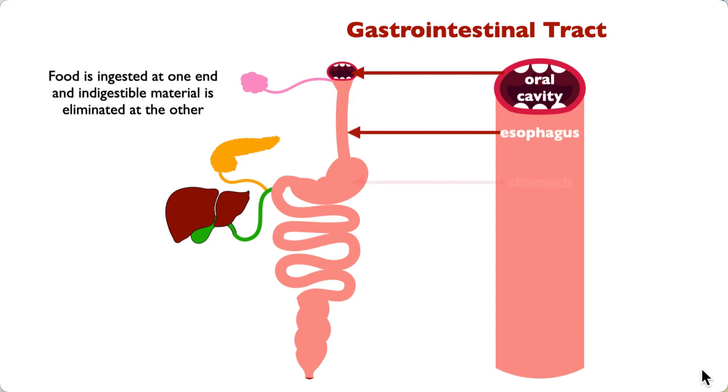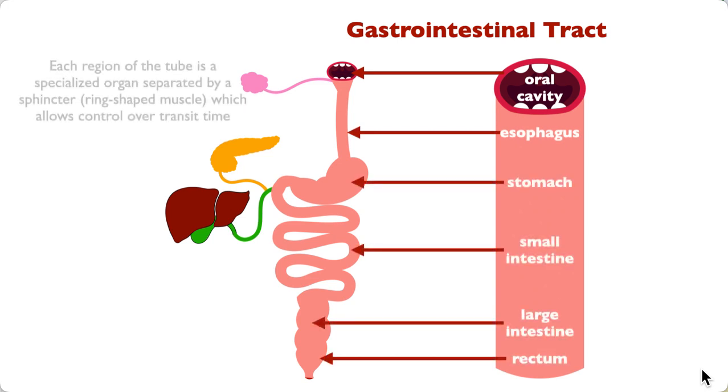As we move along the gastrointestinal tract, each region is specialized to perform certain functions related to digestion and absorption. Each of these regions is separated from the others by a sphincter, or a ring-shaped muscle, which allows the system to control transit time, or how long substances spend in each of the organs.